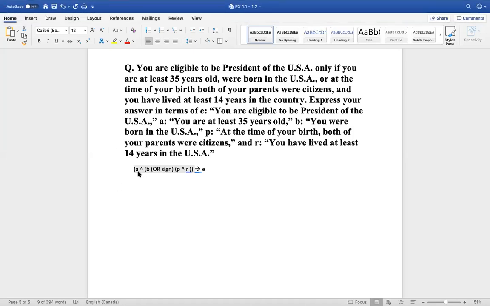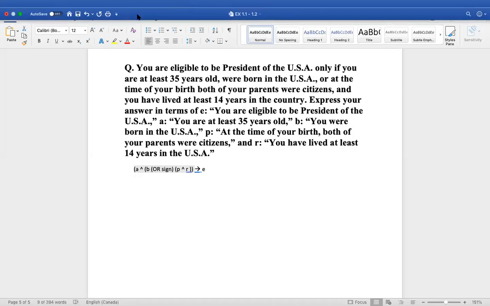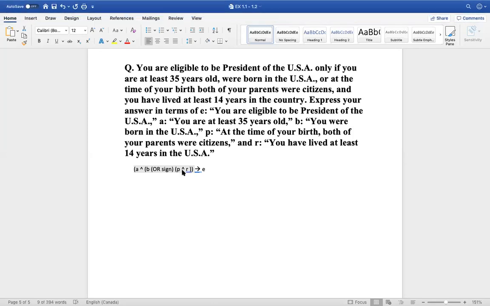Okay, let's try to do that. So A is basically saying that you are at least 35 years old. And now we are in the bracket, and we say B, what is B? You were born in the USA, or we use the or sign, or now you need to have P. P is at the time of your birth, both of your parents were citizens, and you have lived at least 14 years in the country. So this condition P and R or B must go with the A to be eligible for being the president of the United States.